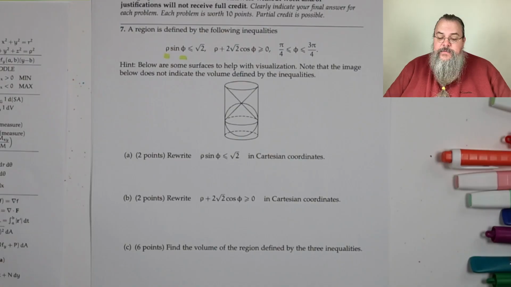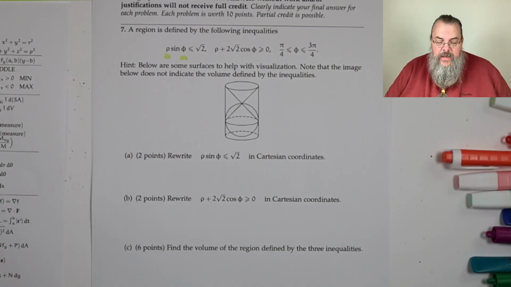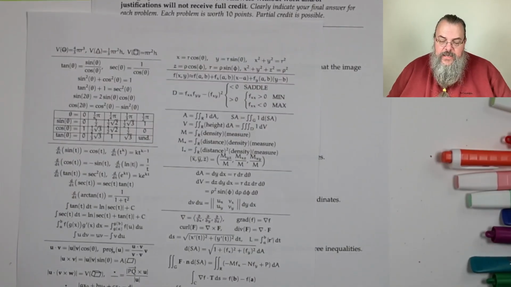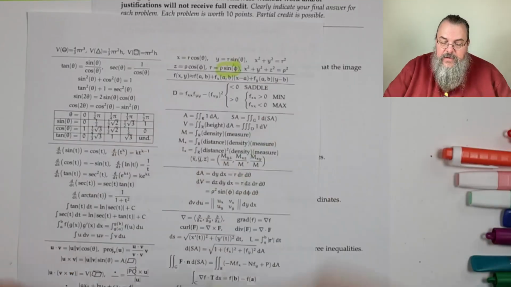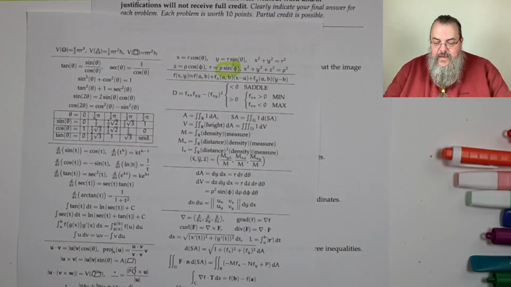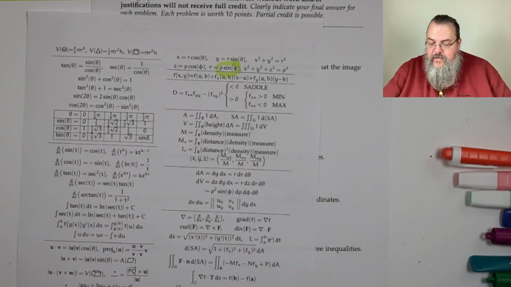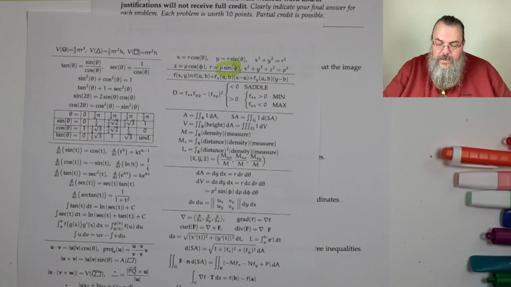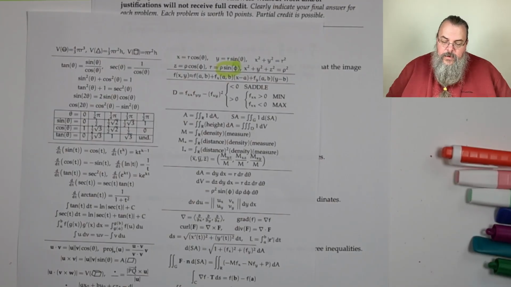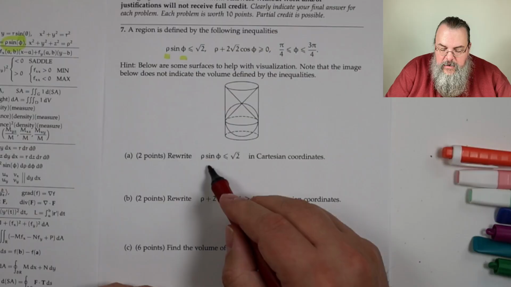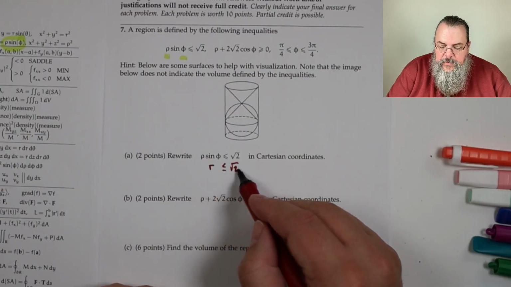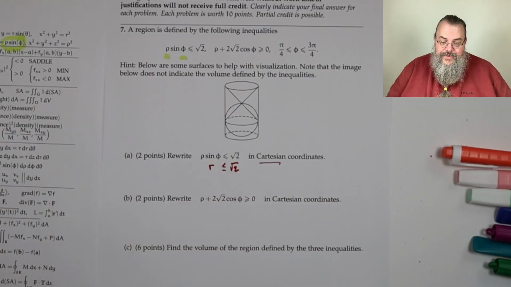Rewrite rho sine phi less than or equal to root 2 in Cartesian coordinates. Now, we haven't pulled out our formula sheet yet, but we can, because rho sine phi shows up in a very convenient place. There's the rho sine phi. And so rho sine phi is equal to r. Okay, so what we'll do is rewrite this as r less than or equal to root 2. Now the problem is that's not Cartesian, that's cylindrical.